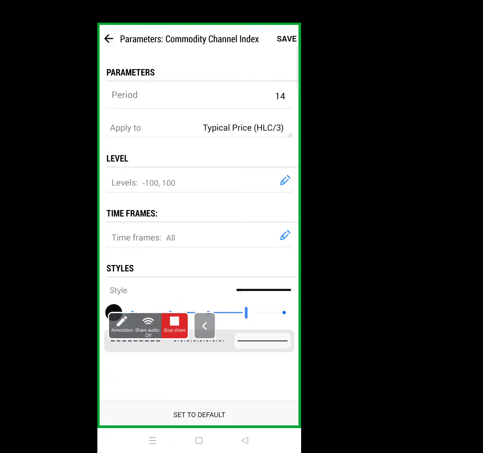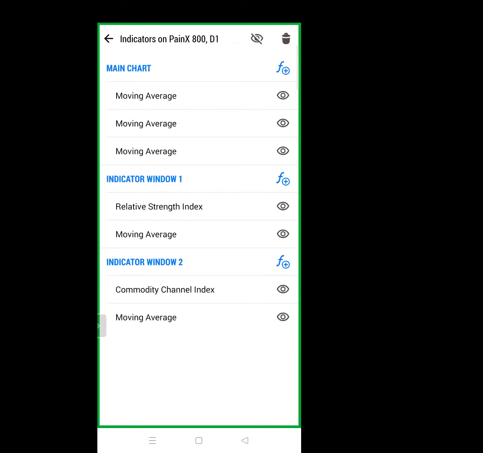The only thing you can do is probably change the color. Maybe you want to change the color, or thicken the line, or if it's a broken line, you want to put it to a straight line. Okay, so you can do all of that, then you save. So I click save.